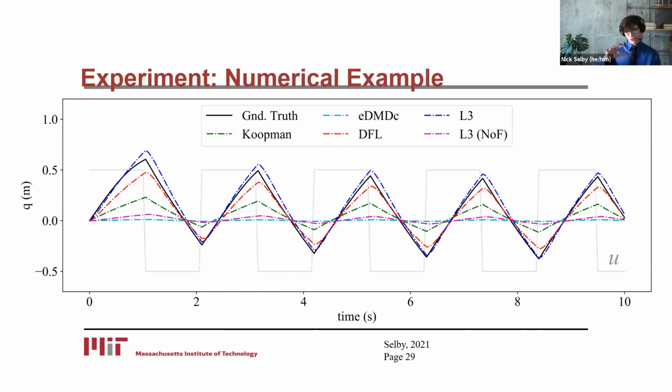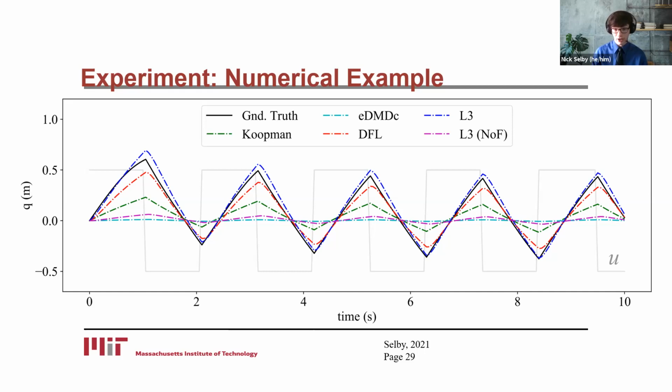All right, and these are our results. So let me walk you through it. The black line shows the true system trajectory given a square wave control input. The worst performing model, unsurprisingly, is EDMDC. So that's the cyan line. It lacks the causality filter, and because of this, it completely fails to track the system trajectory.